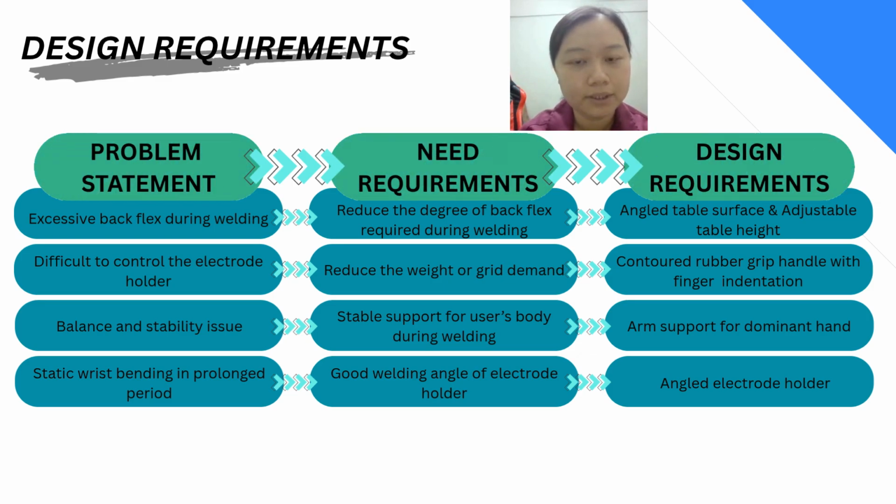So based on the problem statement and need requirements, the design requirements are listed as below. For the excessive back flex, we suggested an angled table surface and adjustable table height. Because they find it difficult to control the electrode holder, we need to reduce the grip demand, so we suggested a contoured rubber grip handle with finger indentation. The third one is that they are facing some balance and stability issues, so they will have an arm support for the dominant hand. And lastly, because they need to maintain static wrist bending for a prolonged period, we propose an angled electrode holder.